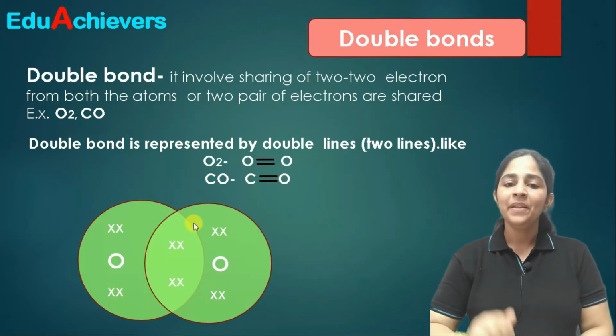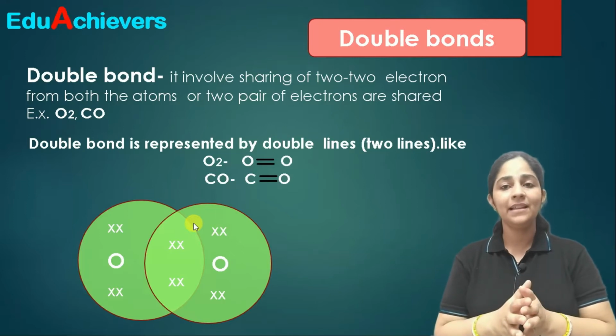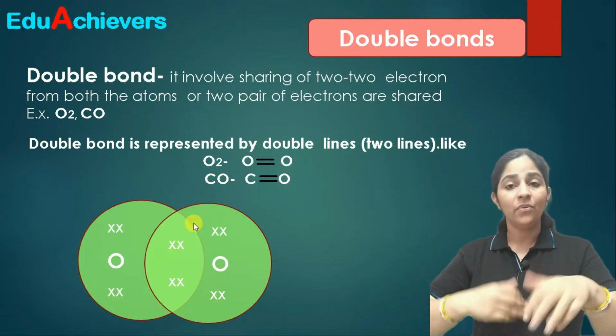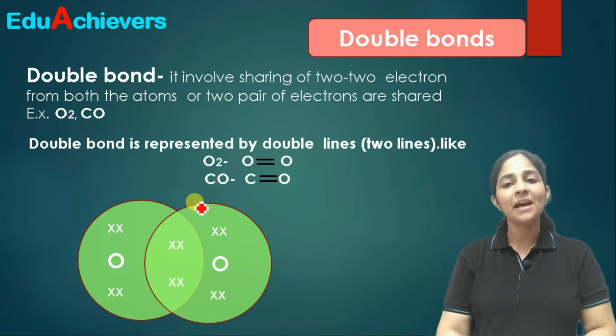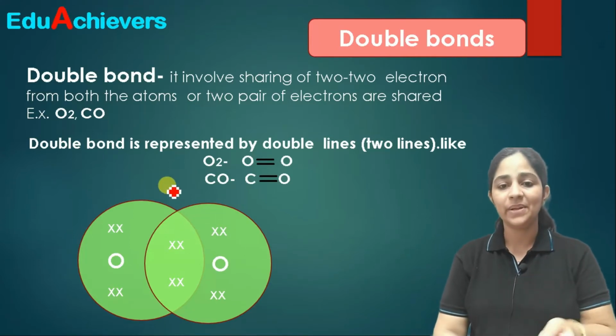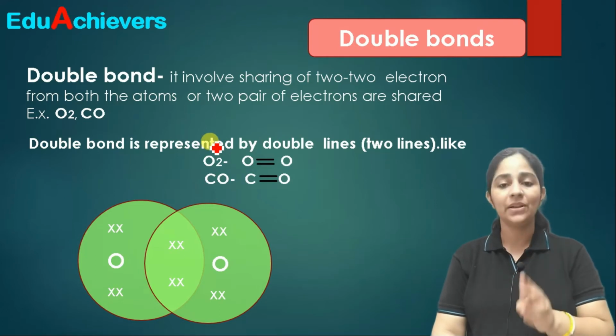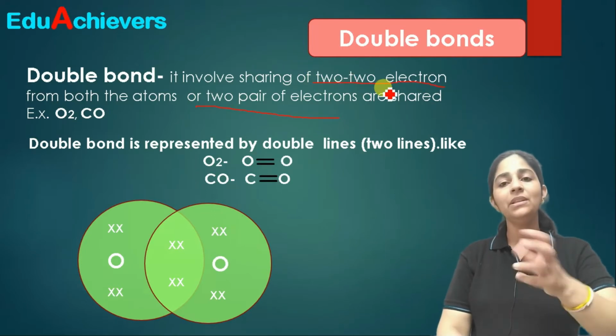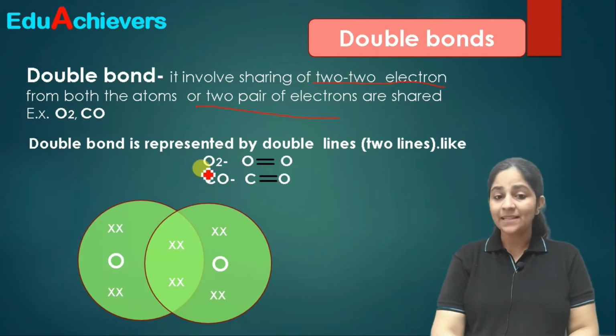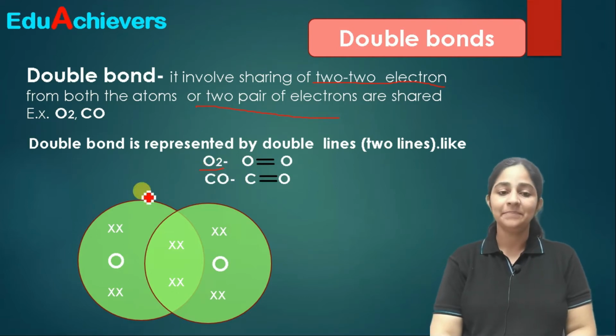Moving on further, when a single bond is there, that means 2 electrons are being shared. Now when a double bond is there, the number will be doubled. So in this, 4 electrons are being shared, or 2 pairs of electrons are shared, or 2 electrons from both the atoms will be shared. You can take the example of oxygen gas here.